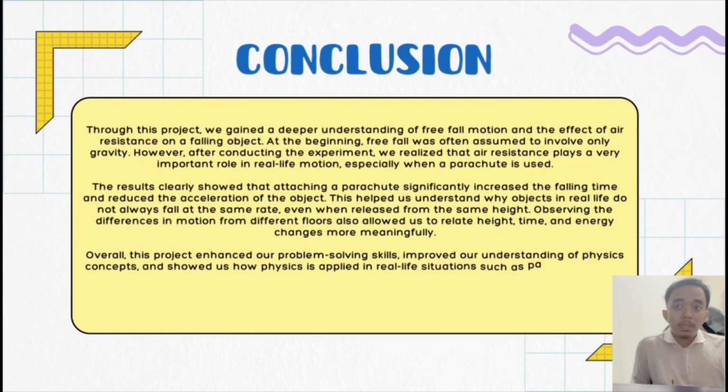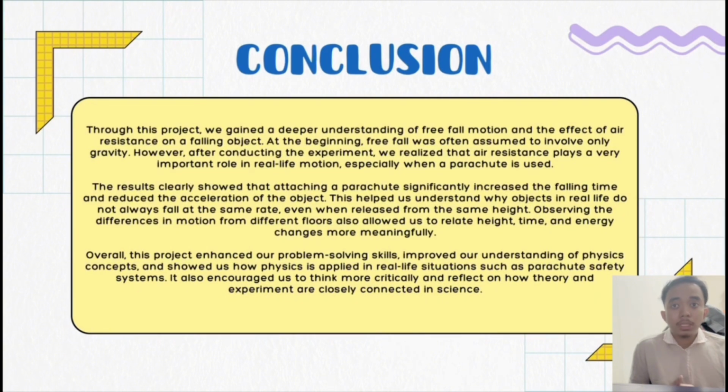Through this project, we gained a deeper understanding of free fall motion and the effect of air resistance on a falling object. At the beginning, free fall was often assumed to involve only gravity. However, after conducting the experiment, we realized that air resistance plays a very important role in real-life motion, especially when a parachute is used. The results clearly showed that attaching a parachute significantly increased the falling time and reduced the acceleration of the object. This helped us understand why objects in real life do not always fall at the same rate, even when released from the same height.